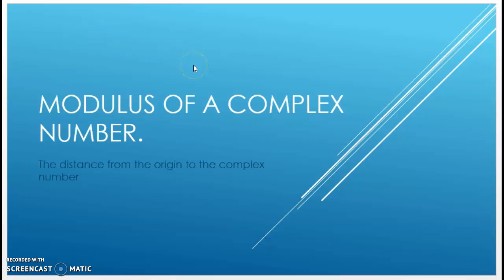Today we're going to start looking at the modulus of a complex number. Now, what is the modulus? When you hear the modulus, all it means is the distance from the origin to the complex number.